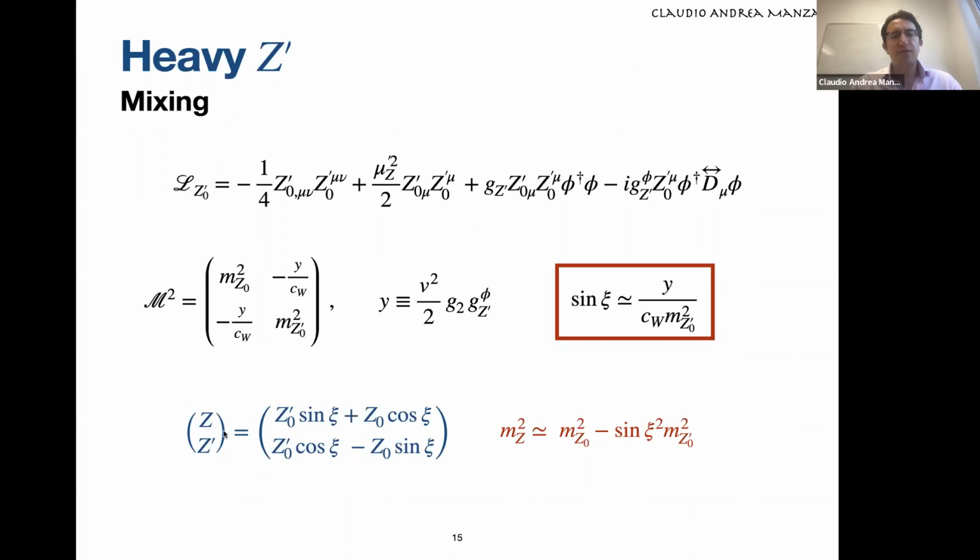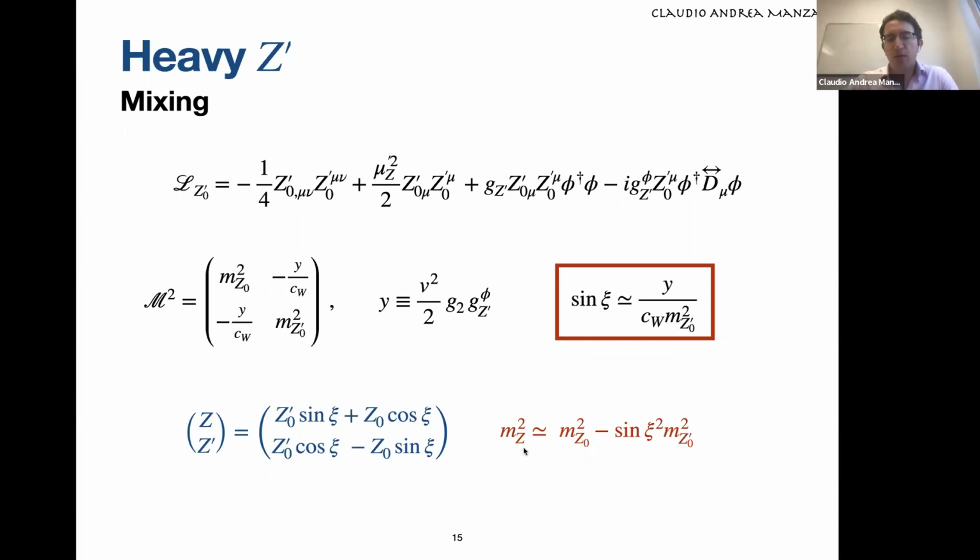Z prime. And as a result, we find two mass eigenstates, which here are denoted as Z and Z prime without the zero subscript, which are just a linear combination of the interaction eigenstates. And this linear combination is given by this mixing angle psi, whose sign is reported here in this red square. And here we expanded in VEV over M_Z prime. So we assume that M_Z prime is larger than M_Z.